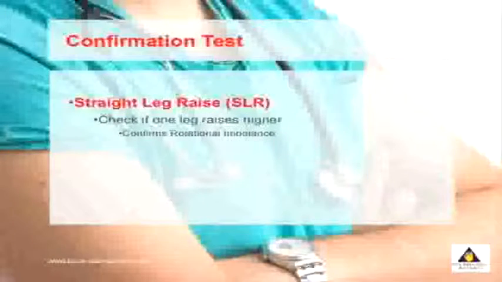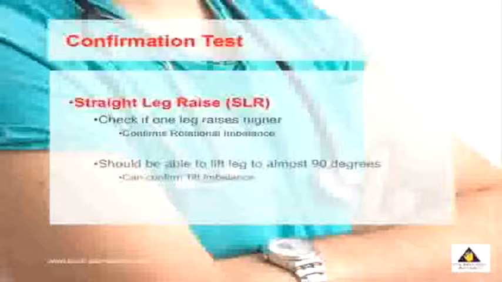Now, there are two things that you will note. First that you may find is you can lift one leg higher than the other side. Now, if this is the case, then again it confirms that you have a rotational imbalance. Secondly, people should be able to lift their leg up to almost 90 degrees. Now, if you find that you can't lift your leg up to 90 degrees, and if both your legs are similar, then you may have those tilt type imbalances.